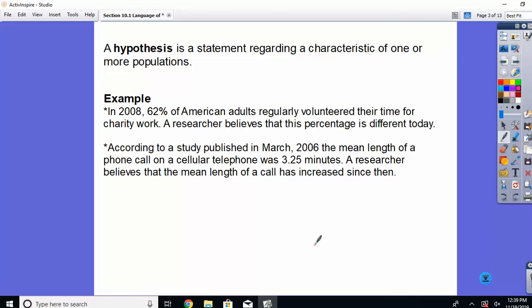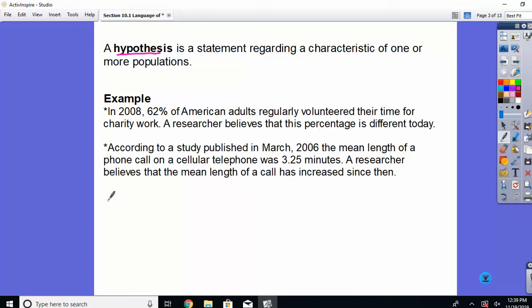So, in general, a hypothesis is just a statement regarding a characteristic of a population. You've seen that term before in your science classes. It's just a guess about what you think is going to happen. A couple of examples: in 2008, 62% of American adults regularly volunteered their time for charity work. A researcher believes that this percentage is different today. So their hypothesis is it's not 62% anymore.